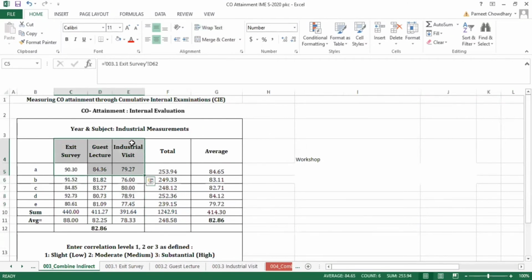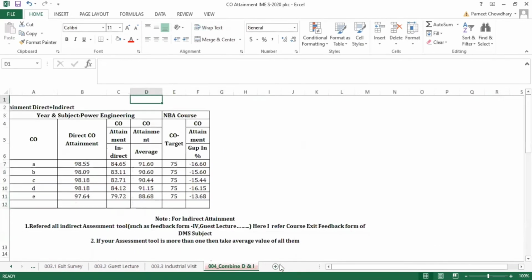Then this is the indirect attainment. These are my 3 tools: exit survey, guest lecture, industrial visit. Total and average formula is entered. You will automatically get these values. Now we have got the direct attainment and we have got the indirect attainment. Now we have to combine them. For that, this is our last sheet: combine direct and indirect, 004.